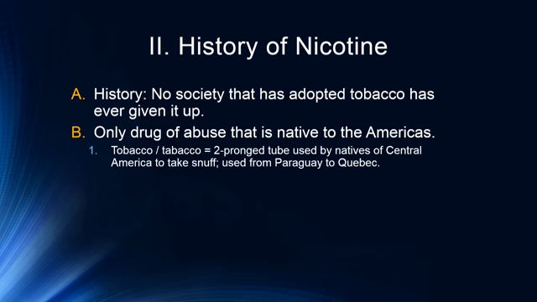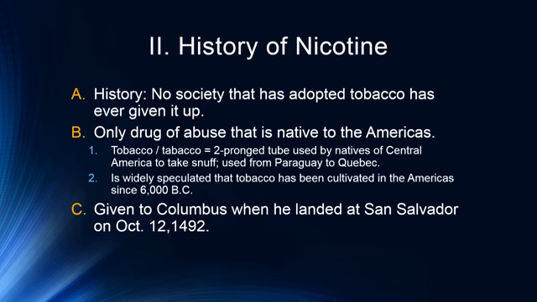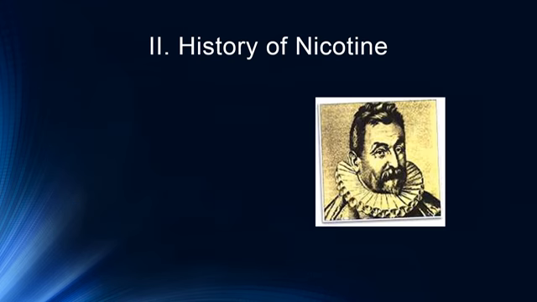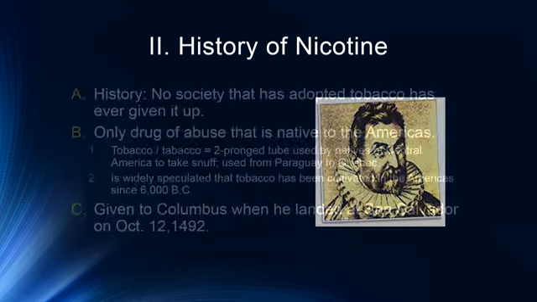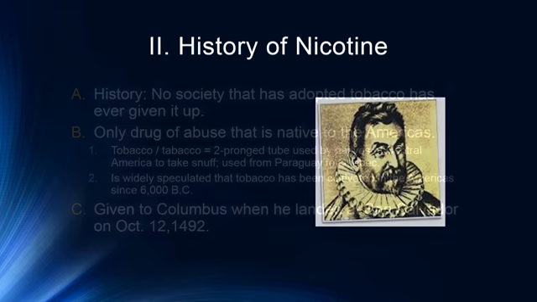Tobacco was used as a 2-pronged tube used by natives of Central America to take snuff, used from Paraguay to Quebec. It's widely speculated that tobacco has been cultivated in the Americas since 6000 BC. It was given to Columbus when he landed at San Salvador in October of 1492. And from here on out is where we start to get the spread of tobacco use throughout Europe.